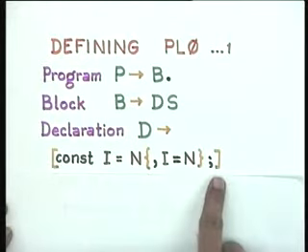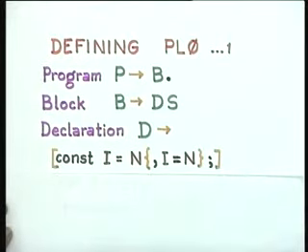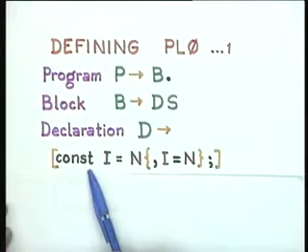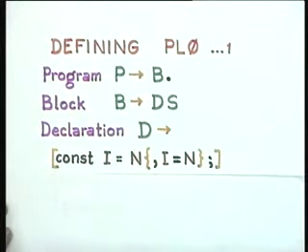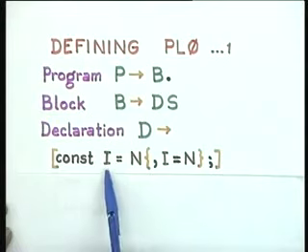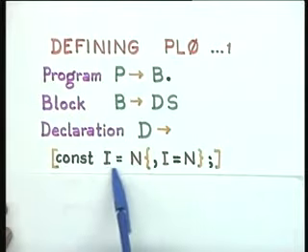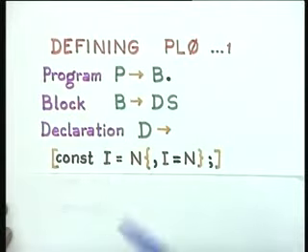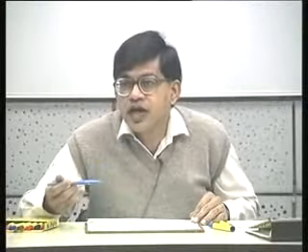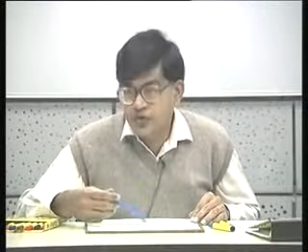This clause is optional since it's enclosed in light brown brackets. So you can have a constant declaration. The word const is a reserved word. In a constant declaration, I have put these in dark brown, I and N. They stand for identifier and number, which we'll look at later.